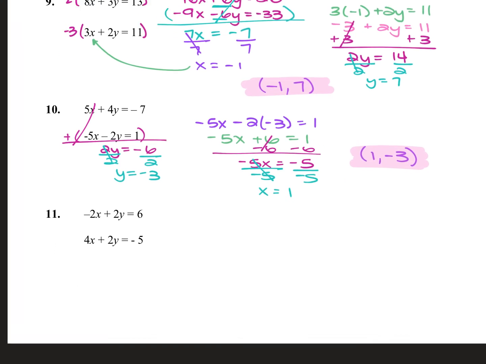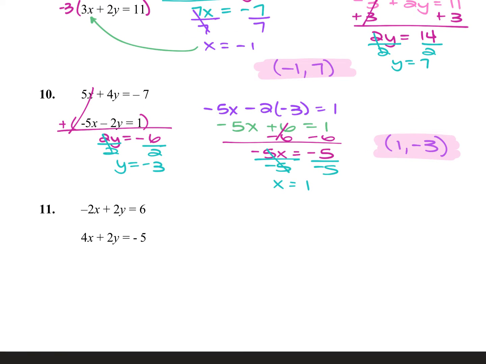Now for number 11, you have negative 2x plus 2y is equal to 6, and 4x plus 2y is equal to negative 5. If you look at your y values, your coefficients are the same, and they have the same sign. So you can just subtract these two equations from one another. But remember, when you subtract, you have to distribute that negative, which changes the sign on everything within the equation.